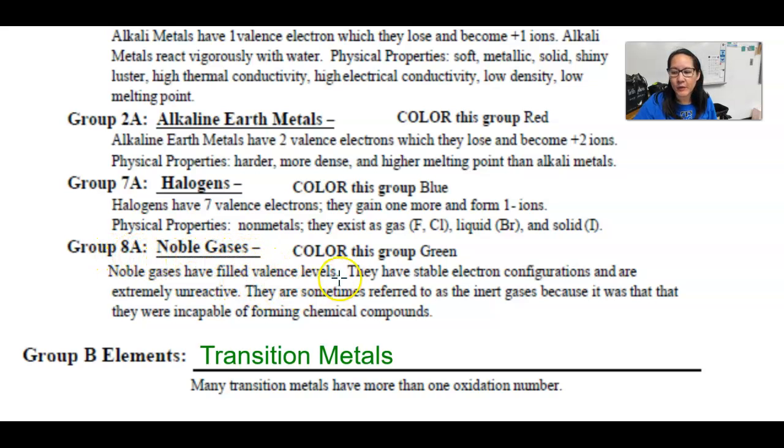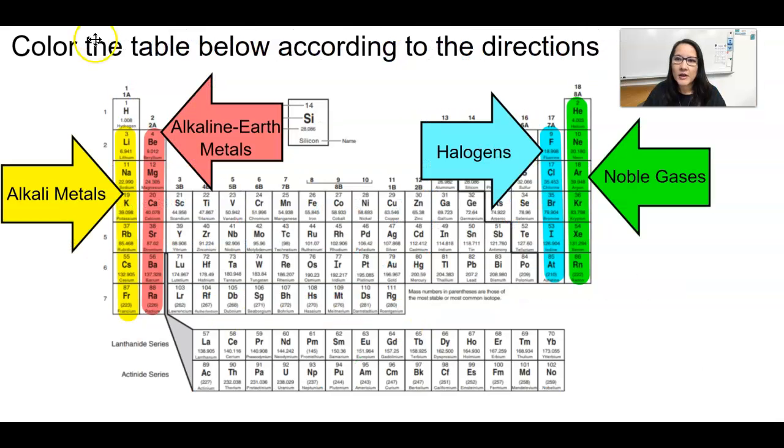Noble gases have filled valence levels. They have stable electron configurations. They are extremely unreactive. They are sometimes referred to as the inert gases because it was thought that they were incapable of forming chemical compounds. So you should color your periodic table or label the family names.